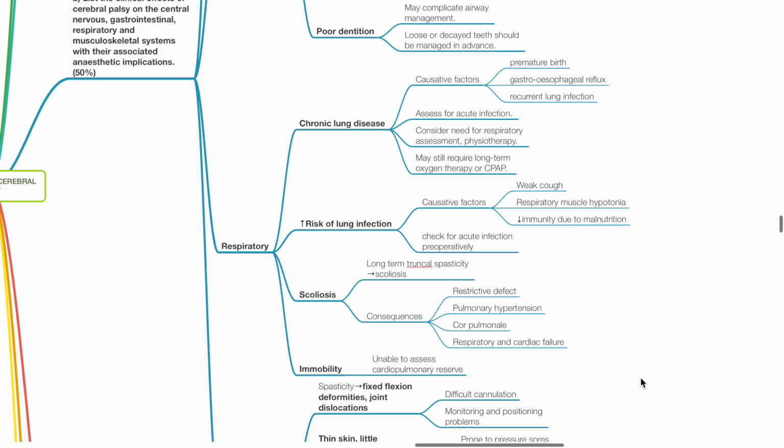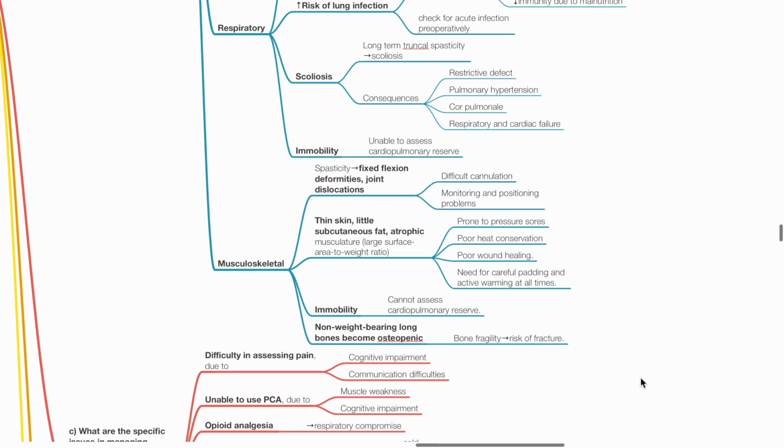Long-term truncal spasticity may lead to scoliosis with resulting restrictive lung defect, pulmonary hypertension, cor pulmonale, respiratory and cardiac failure. Immobility may lead to inability to assess cardiopulmonary reserve.